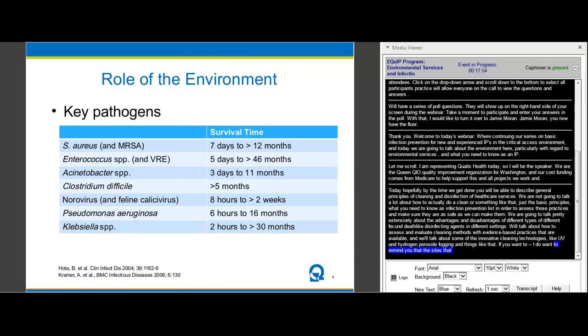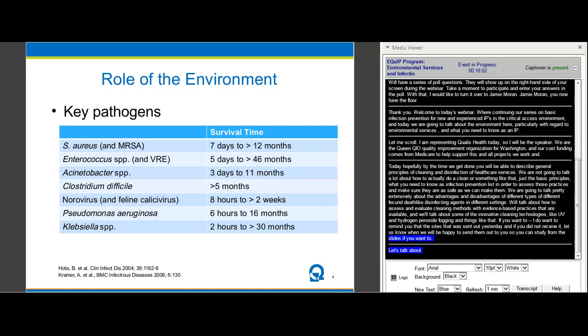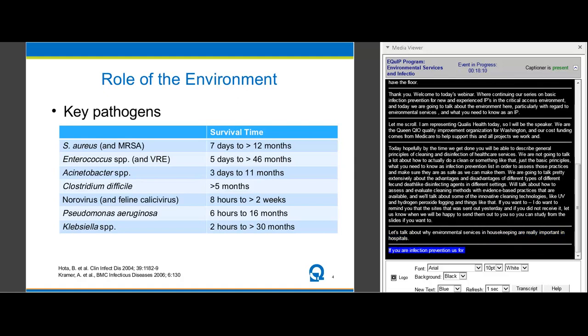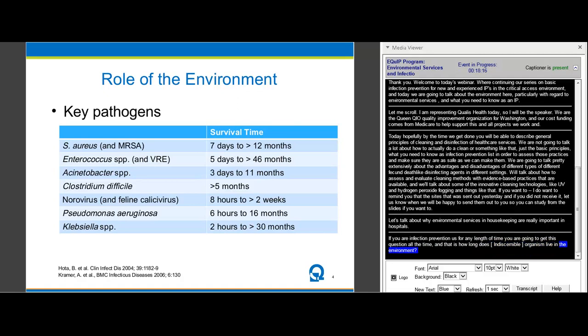So let's talk about why environmental services and housekeeping are really important in hospitals. If you're an infection preventionist for any length of time, you're going to get this question all the time. That is, well, how long does X organism live in the environment? Well, the answer to that question is, depends. And hopefully as an IP, that's the answer that you're giving.